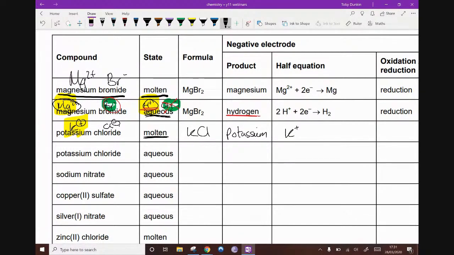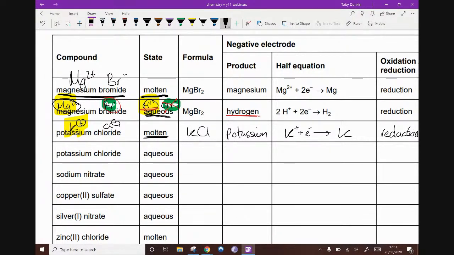K plus went in, and I now need to make potassium, which is just K. So which side are the electrons on and how many? The positive is going to attract a negative electron, and I'm going to need just one of them. And I'm done. Right. Oxidation is the loss. Loss is out. That's going in. It's gain. Reduction is the gain. That's reduction.